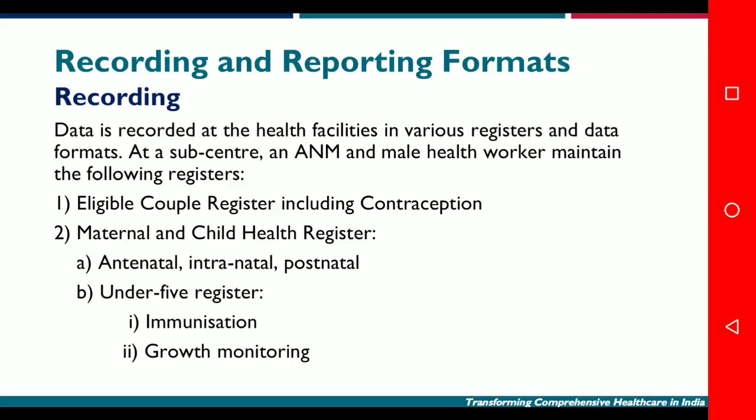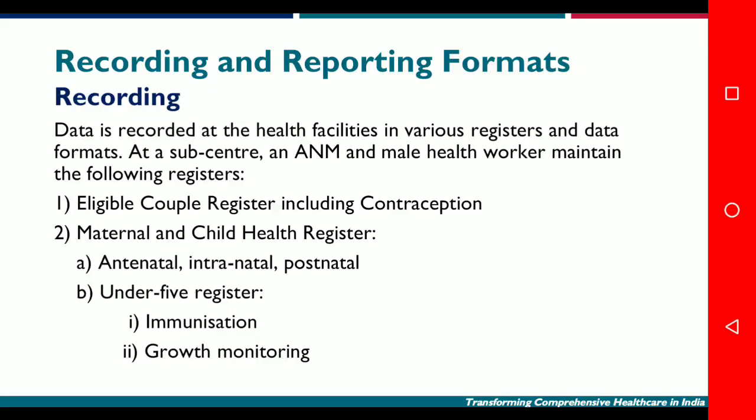First is the eligible couple register, including contraception. Eligible couples are those who are productive, meaning they can reproduce, and the age in India is 18 to, I'm not sure, it might be 39 years of age. So those couples come under the eligible couple, and the contraceptive they are using, that information. Next, the maternal and child health registers are maintained, which include antenatal, intranatal, and postnatal.